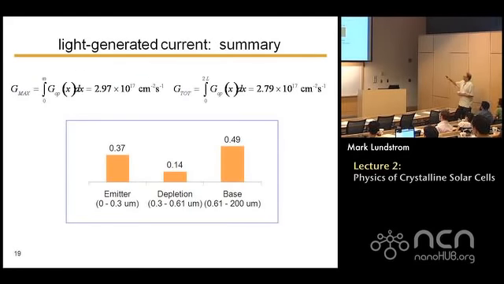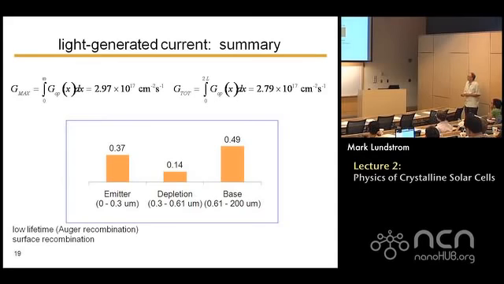Okay, so we can just look at those numbers. These are the kind of questions a solar cell designer would ask themselves. Where are things being generated? We can see 37% are absorbed in that top thin layer. 14% are absorbed in the depletion region around the p-n junction, and then the remaining half of them are absorbed in the rest of that thick p-type layer.